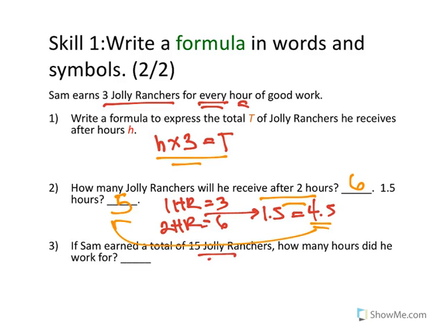If he earned a total of 15 Jolly Ranchers, how many hours did he work for? So think about it. We know for 1 hour he receives 3, so how many hours will he work to receive 15? So 1 is 3, 2 is 6, 3 is 9, 4 is 12, so 5 hours is 15. And that's all.